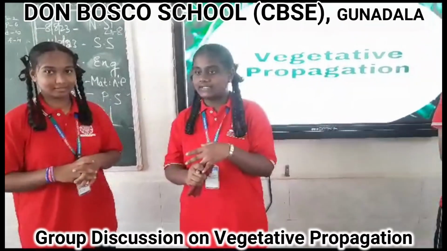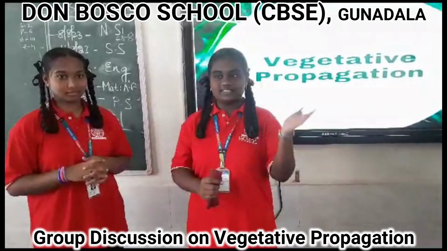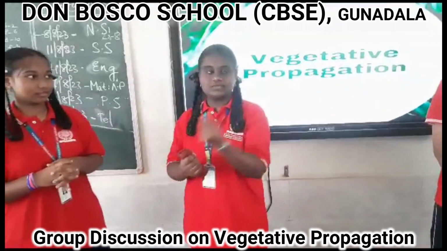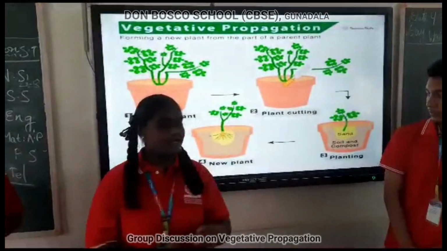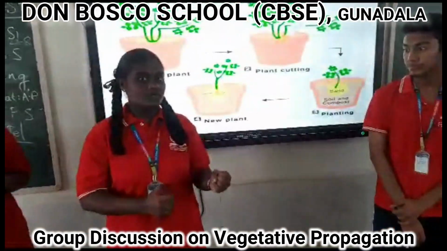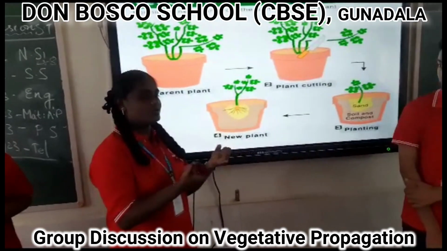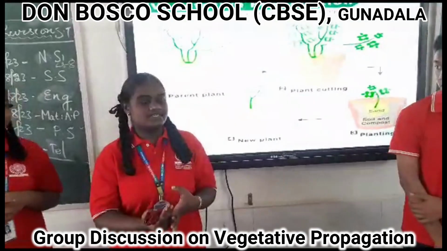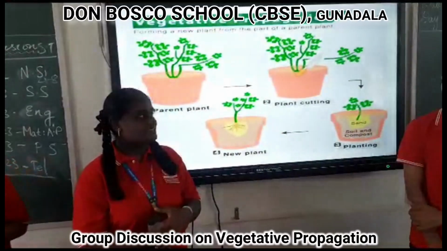And the main disadvantage is, if the parent plant has any viruses or diseases or anything, it will also be transmitted to the individual plant which is grown from it. So vegetative propagation is divided into two types, which are natural as well as artificial. Natural methods include roots, leaves and stem, and artificial methods include grafting, cutting, layering. So let us learn about these methods with our friends.